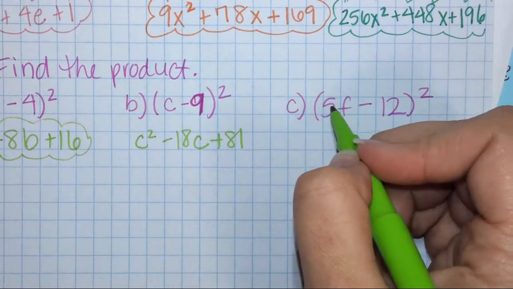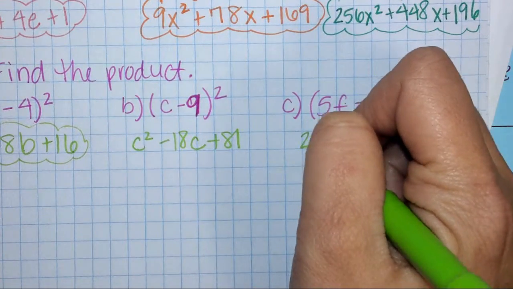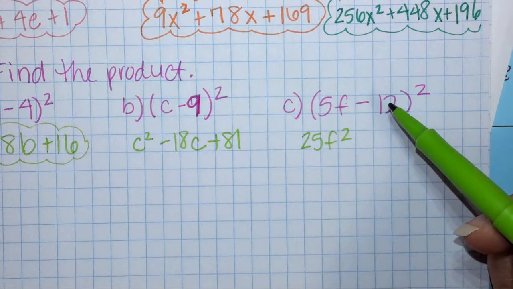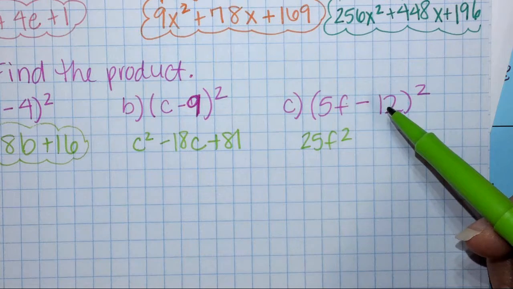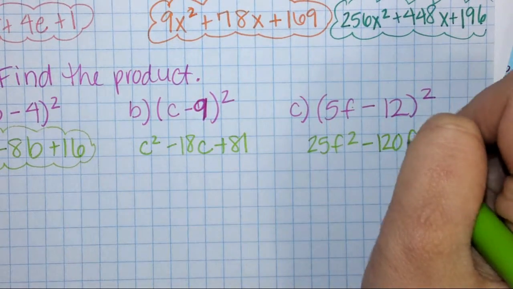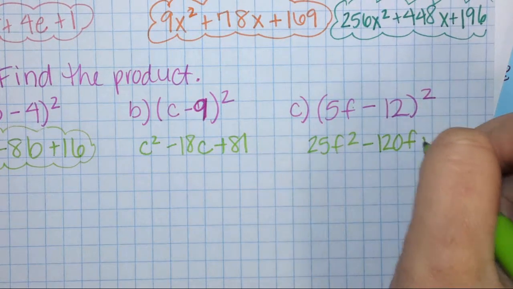Alright, so now we're going to square 5F. What is 5F squared? Square. Okay. Now we're going to do 5F times 12, which is 60, and then times 2 is, and then we're going to square 12 and we get plus 144.